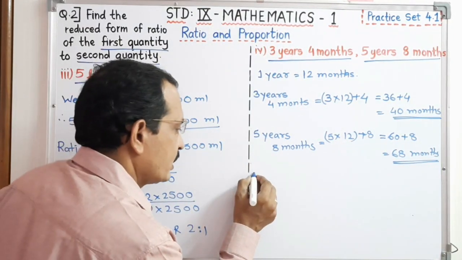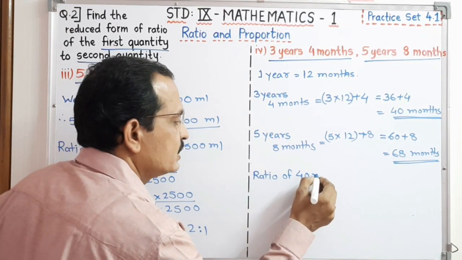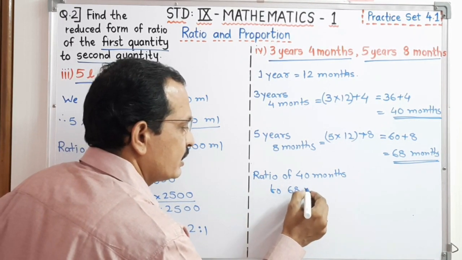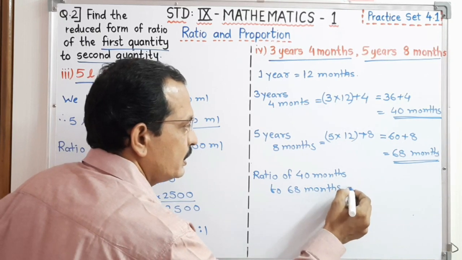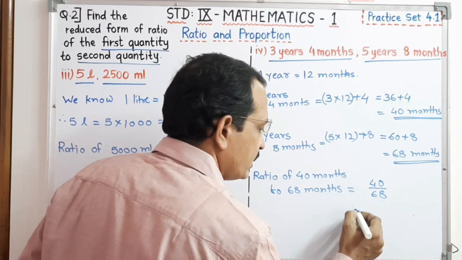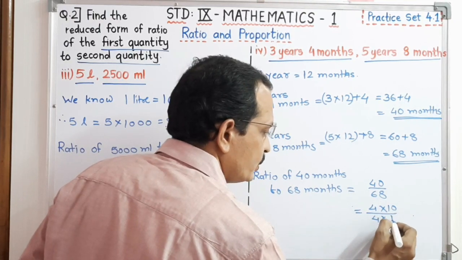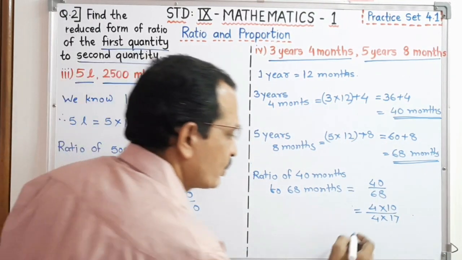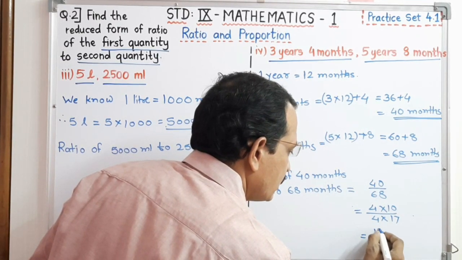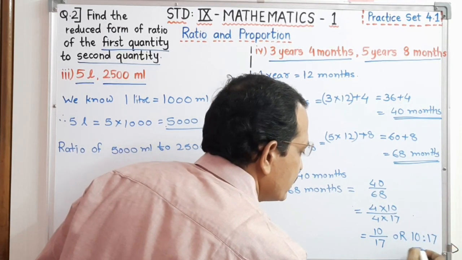Now we have to write the ratio. Therefore, ratio of 40 months to 68 months is equal to 40 upon 68. Here it is 4 into 10 and 4 into 17. Now this 4 gets cancelled. The answer is 10 upon 17, or we can write 10 is to 17.